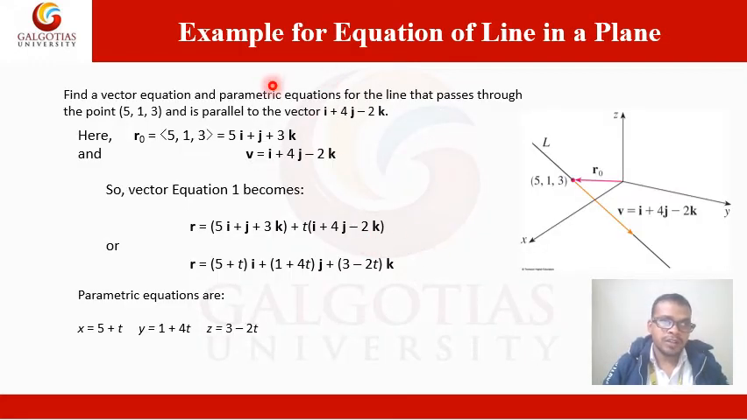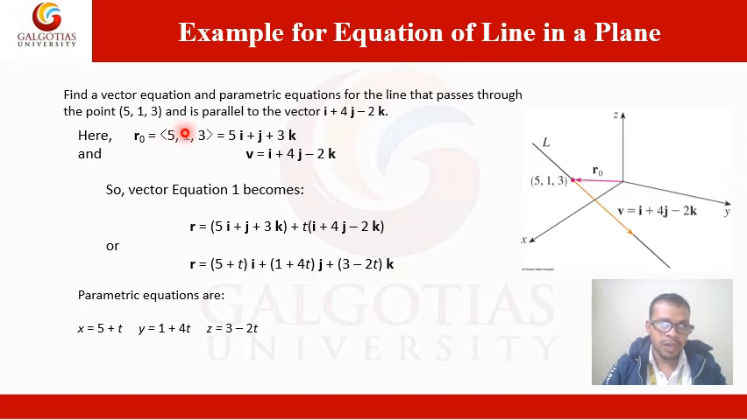Let's discuss with some examples on equation of line in a plane. Let's have a discussion with some questions. Find a vector equation and the parametric equations for the line that passes through the point (5, 1, 3) and parallel to the vector i + 4j - 2k.